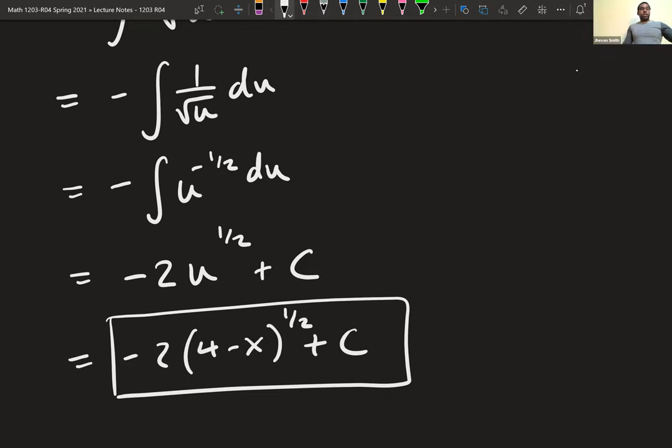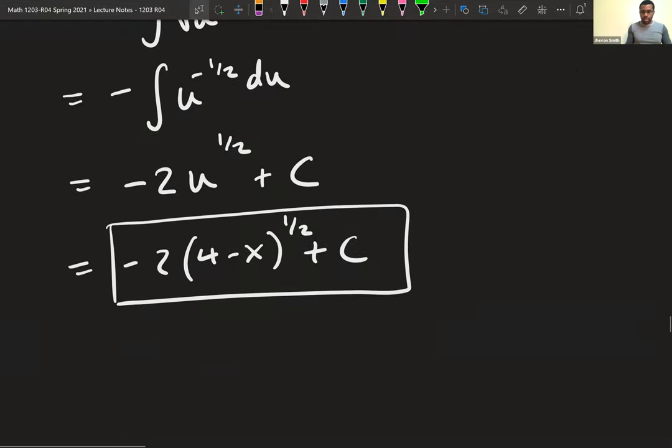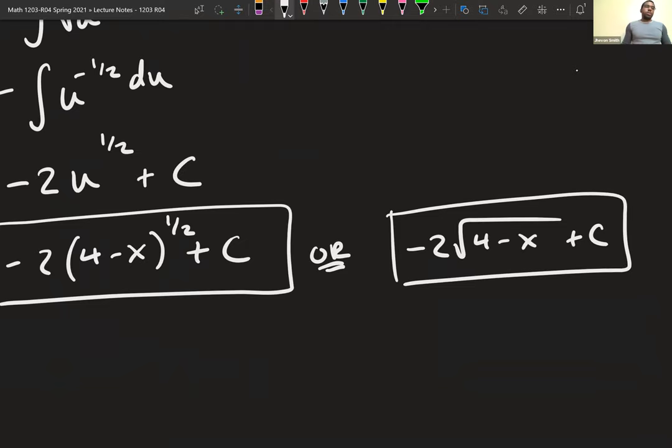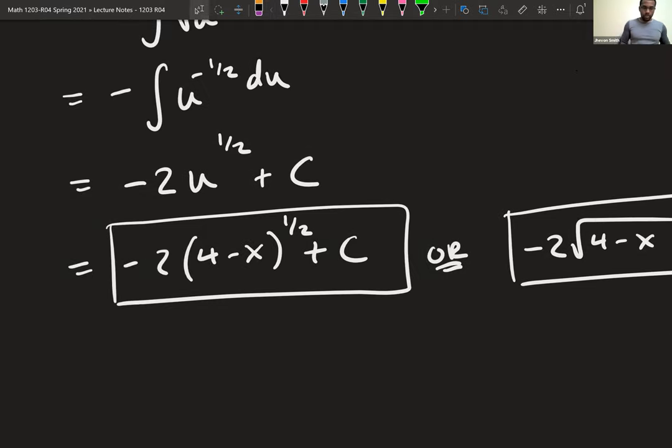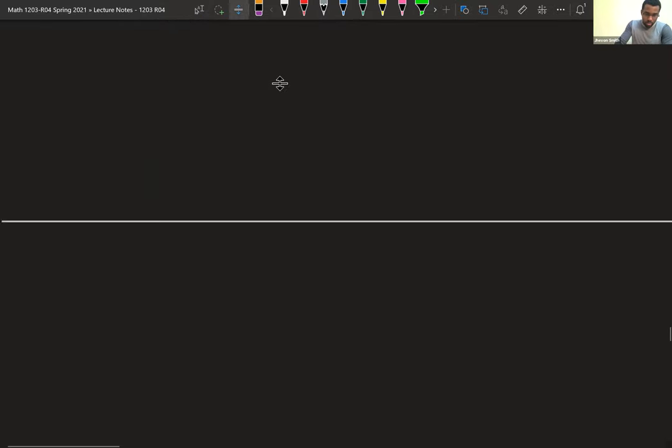And there we go. So you can have that, or you can realize that this is just like a radical, right? So it's minus 2 times the square root. Either way, that's the integral. That's the antiderivative. Do another.